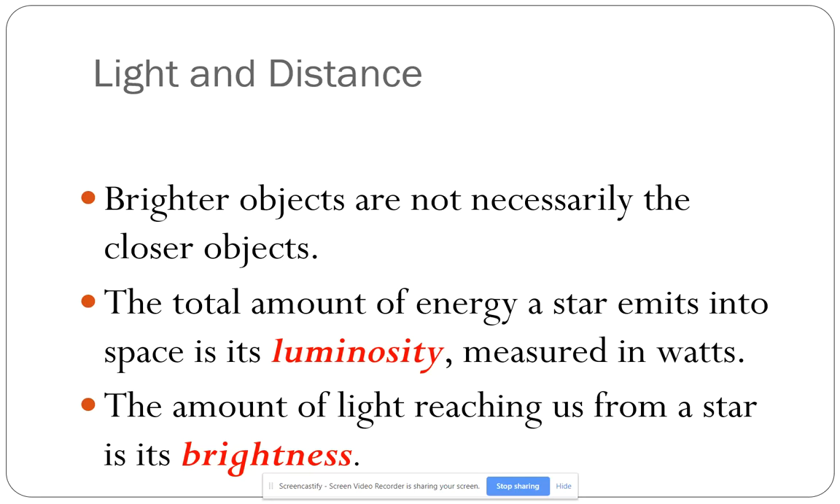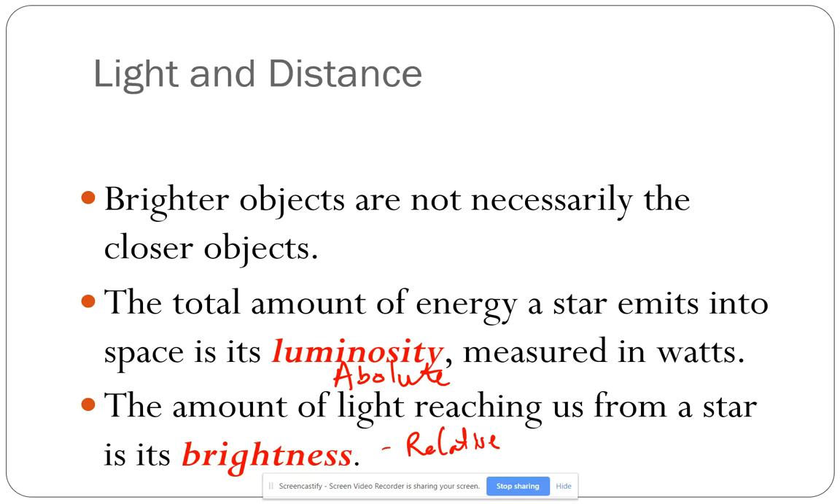Now, luminosity is a different thing from brightness. Brightness is how much light we're receiving from it per unit area. Luminosity is how much total light it gives off. So luminosity, it doesn't matter where you are in the universe, a star's luminosity is going to be the same because that's how much light it gives off. But it does matter how close you are for the brightness. So luminosity is an absolute measurement, the same everywhere, whereas brightness is a relative measurement.